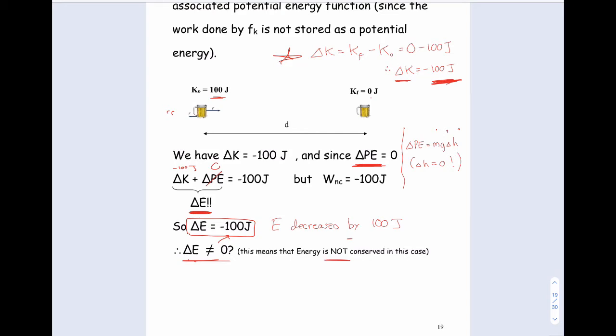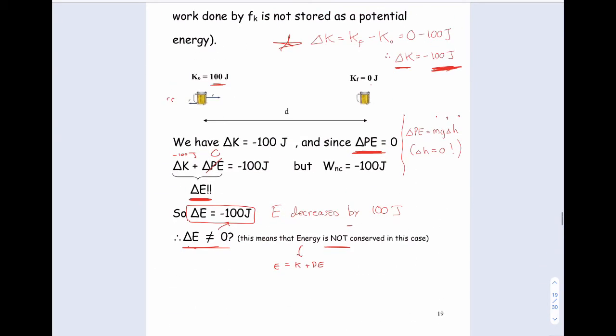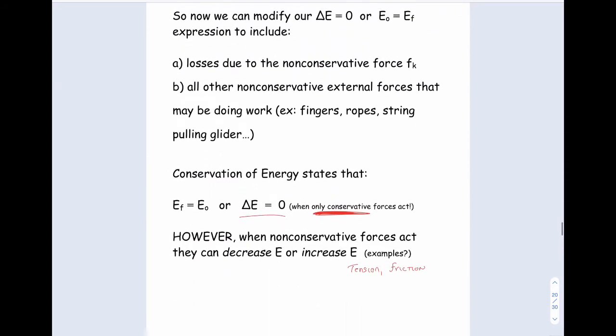When I say energy, I mean this word energy in this chapter means kinetic plus potential. So mechanical energy is not conserved. That 100 joules was converted to thermal energy. The mug got hot and the table got hot, and then that dissipates into the air.